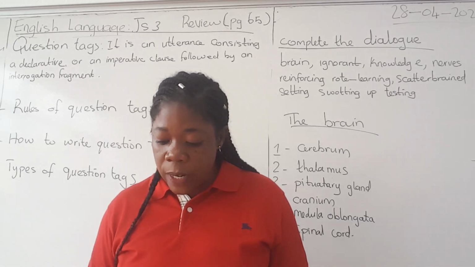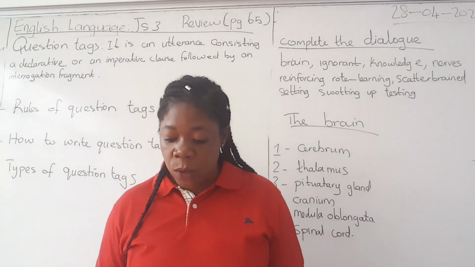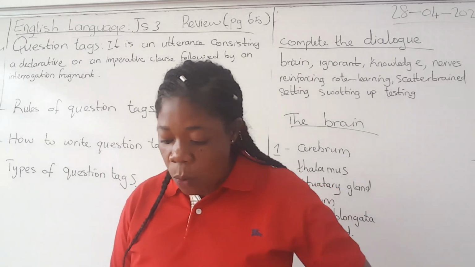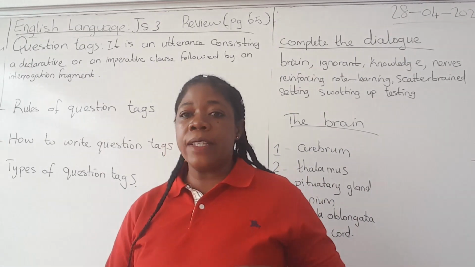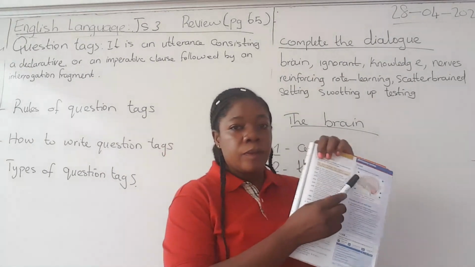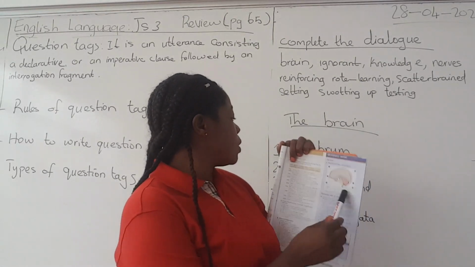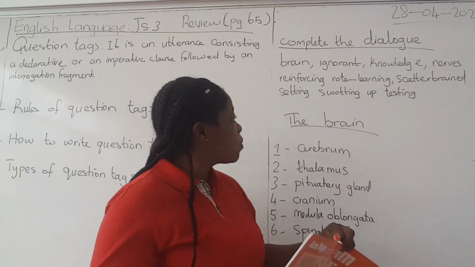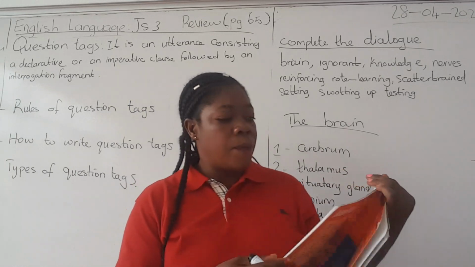Let's move over to dictionary corner. We are still on page 65 of our student's book. Dictionary corner, the brain. Match the words with 1 to 6 in the diagram. Here is the diagram. And here are the words. I've written the words on the board. We should match these words to this diagram.